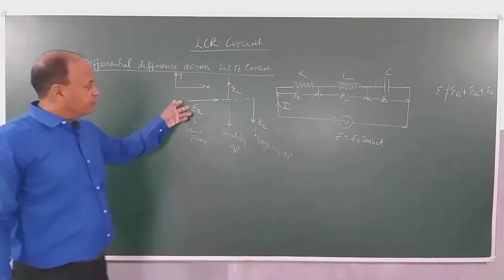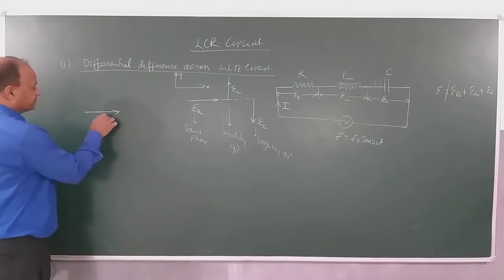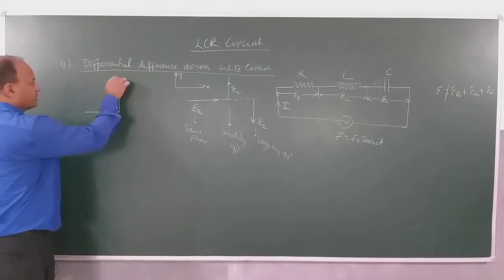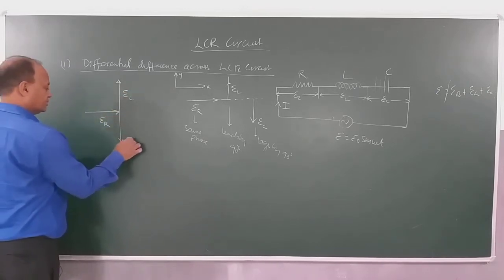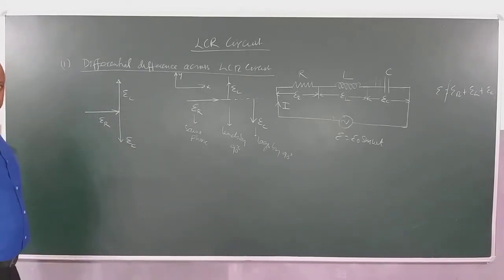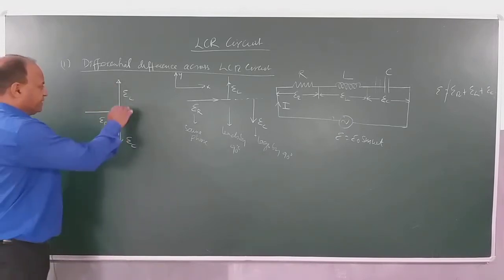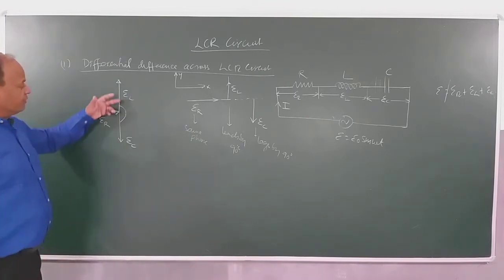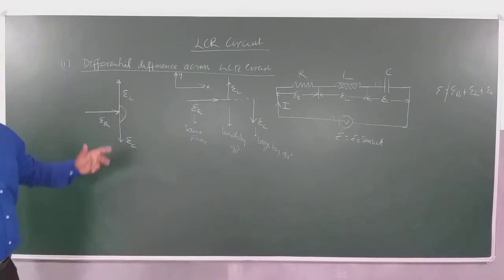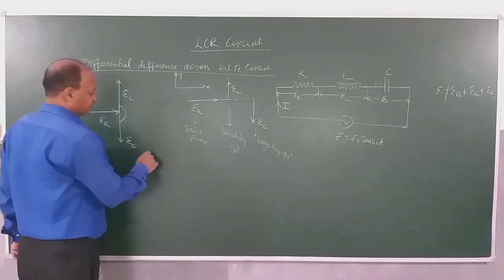So children, if I superimpose these three vectors, you can see this is ER, this is EL, and this is EC. You can see that this is 90 degrees above, positive, and this is 90 degrees below, negative. So what is the phase difference between these two? 180 degrees. When the phase difference between two vectors is 180 degrees, the resultant is what? The difference of the two vectors. And we do not know whether EL is more or whether EC is more. Either of these two could be more. So I'll be writing like this.